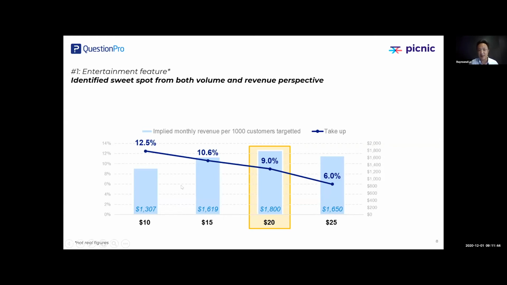And this is the curve that we came out with. The line here talks about demand or take up. So 12.5% at $10 and then down to 6% for $25. But what we also did was in the blue bars, we calculated what the revenue is at each of these price points. There's always a sweet spot where we balance out demand and revenue. And in this case, it's $20. $20 gives you the highest revenue, and the demand is still quite robust. So we said, look, this is probably your sweet spot from both a volume and revenue perspective.